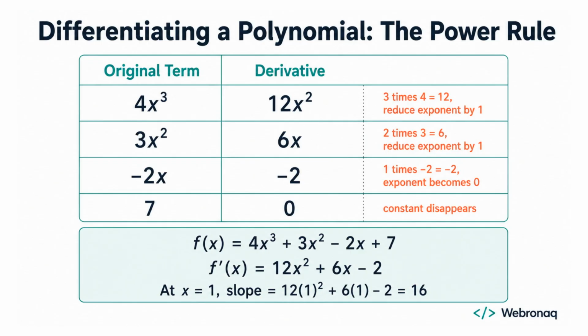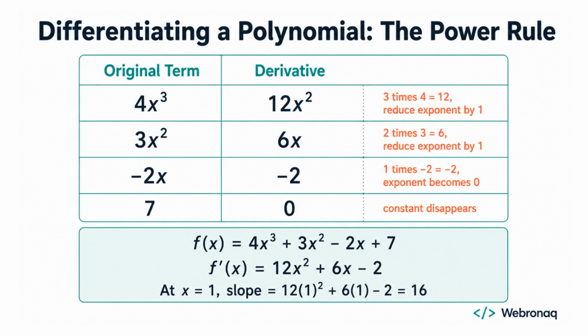Apply it term by term to our polynomial f of x equals 4x cubed plus 3x squared minus 2x plus 7. The term 4x cubed becomes 12x squared. The term 3x squared becomes 6x. The term -2x becomes -2. And the constant 7 becomes 0. It vanishes. So f prime of x equals 12x squared plus 6x minus 2.